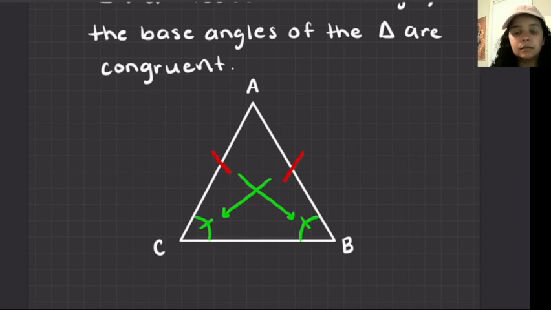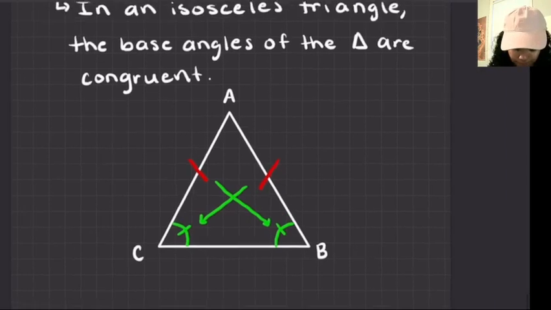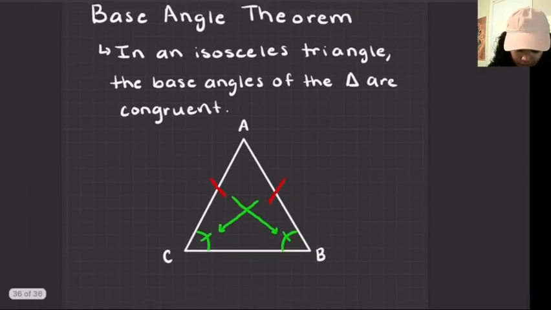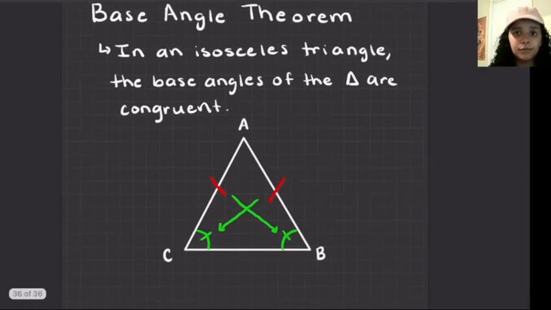So this theorem only works for an isosceles triangle. It doesn't work for any other triangle. And for an equilateral triangle, since you have three congruent sides, all three angles are going to measure 60 degrees. And we can talk about that another time, but that's more of a definition, okay? So base angle theorem. I'm going to go ahead and prove this theorem.